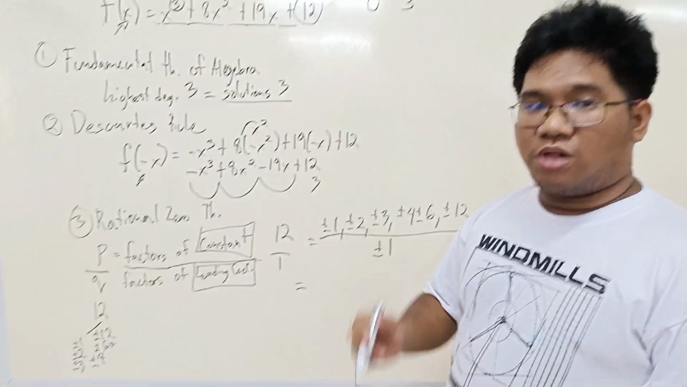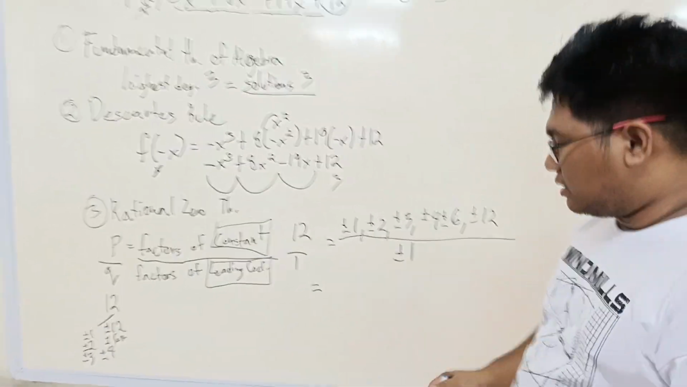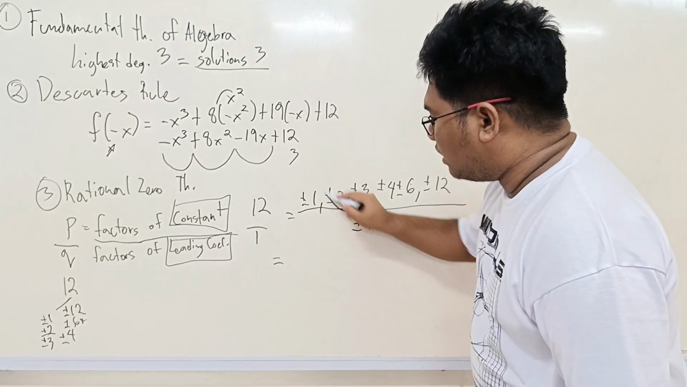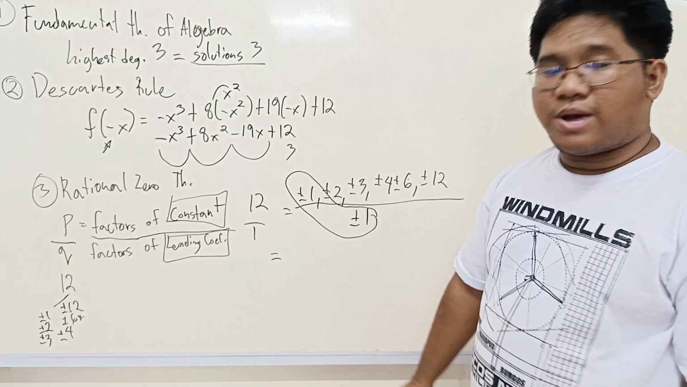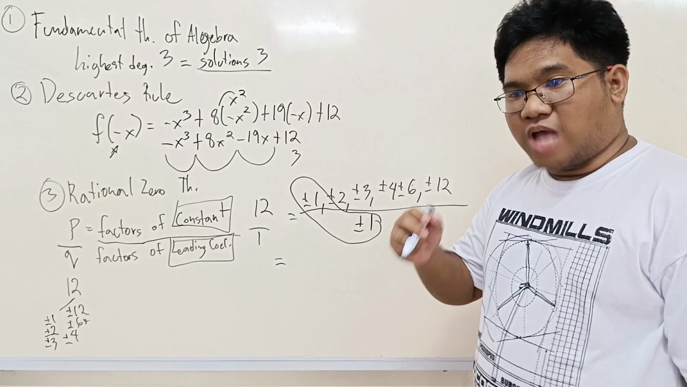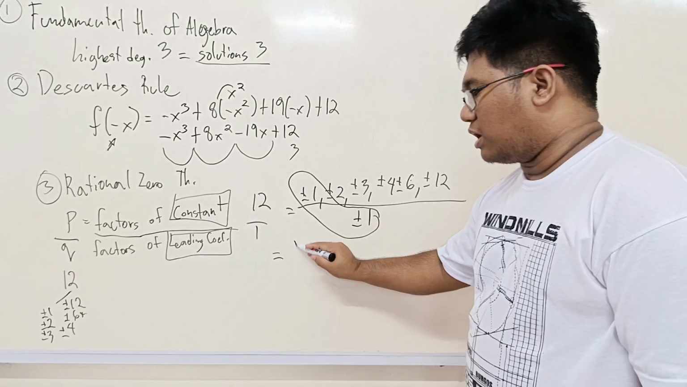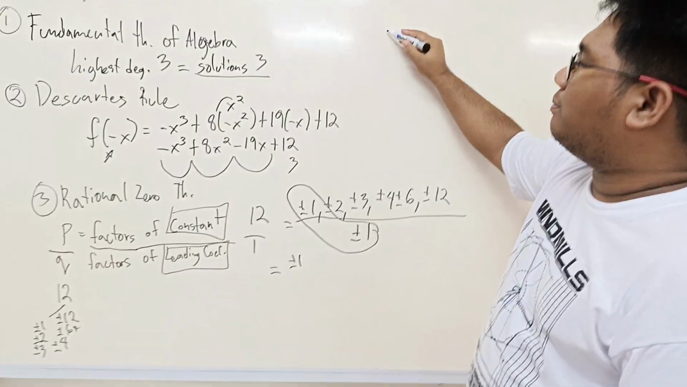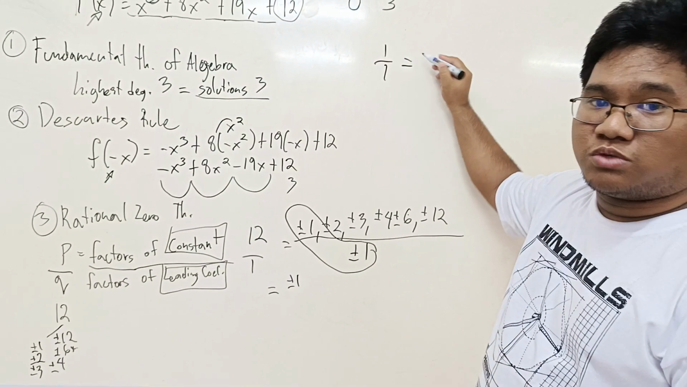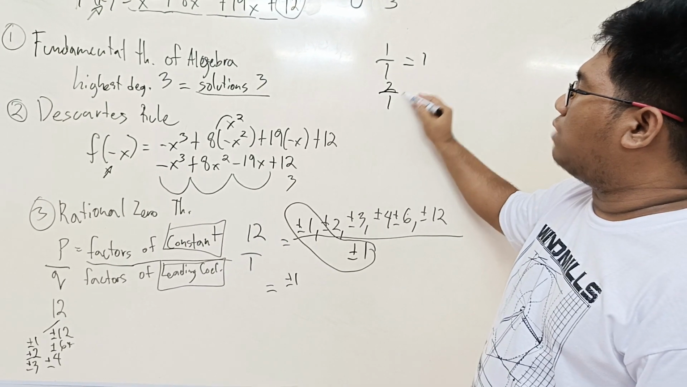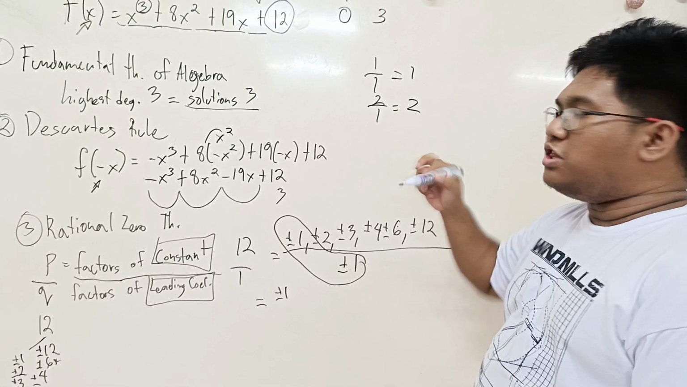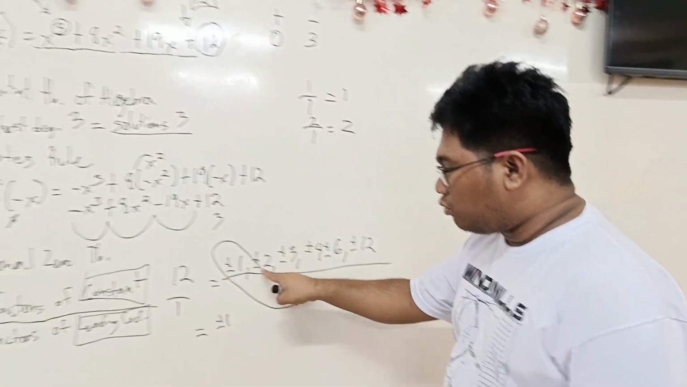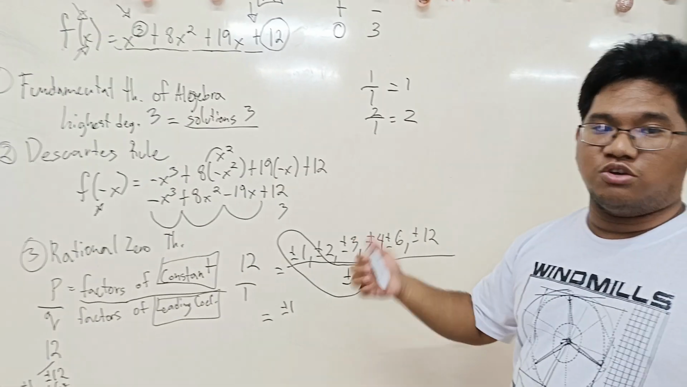Now, let's solve them one by one. How do we do that? Edi just divide them. Paano? We will have positive negative 1 divided by positive negative 1. That would be positive negative 1. Why? It's just like 1 divided by 1, which is 1. 2 divided by 1, 2. Any number divided by 1 is just the number itself, diba? So with that, we can just copy every number on the numerator.